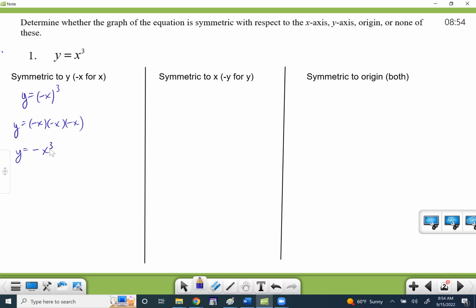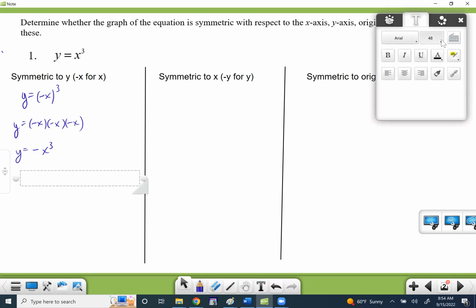Now, what you want to ask yourself is, does it match the original? That's the question you're going to ask every time, you guys. Does it match the original? It doesn't, right? We have a negative in front of the x cubed where the original does not. So no is the answer to that question. So our conclusion is that it is not symmetric to the y-axis.